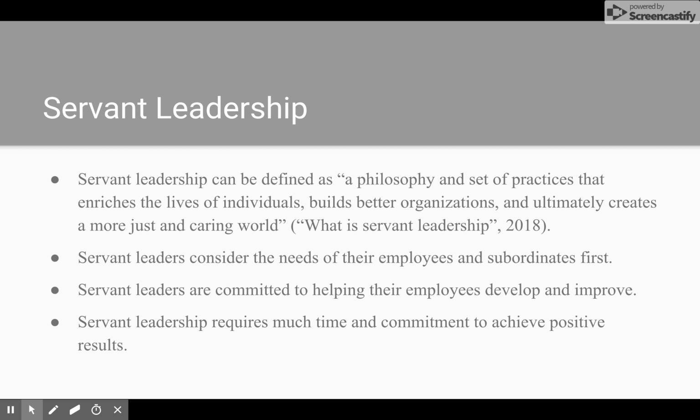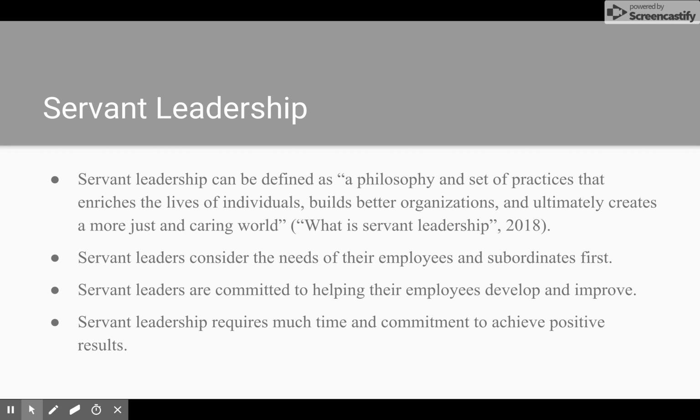Servant leadership can be defined as a philosophy and set of practices that enriches the lives of individuals, builds better organizations, and ultimately creates a more just and caring world. Servant leaders consider the needs of their employees and subordinates first. They will have a strong sense of care and responsibility for those who work for them. Servant leaders are committed to helping their employees develop and improve, and are committed to their organization making a positive contribution to society.